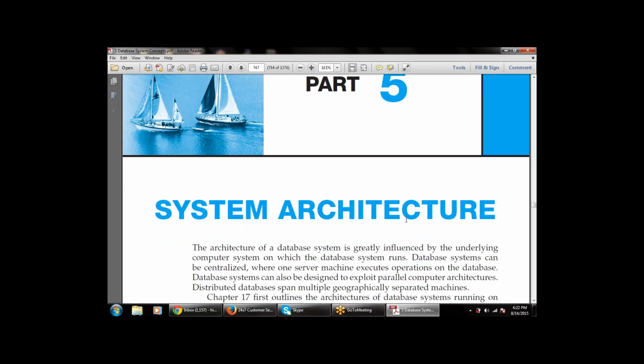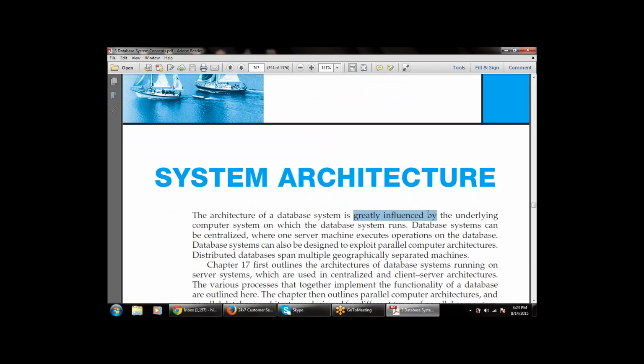So first of all, what is part 5? That is system architecture. What is system architecture, how do we maintain the architecture of a system, or we can say what is the structure of the system, what are the boundaries of the system. The architecture of a database system is greatly influenced by the underlying computer system on which the database system runs.